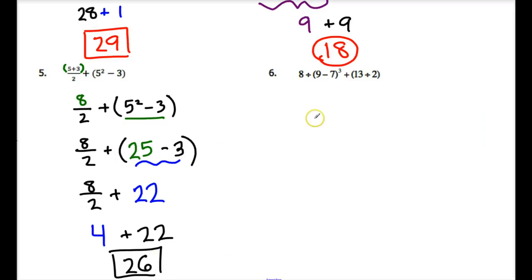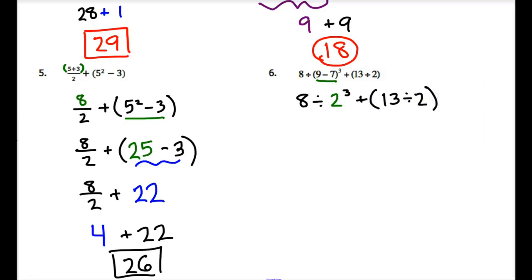Okay, last example, number 6. We have 8 divided by the quantity. Remember, that's how we say it, that parentheses there, 9 minus 7 to the third power, plus the quantity 13 divided by 2. So order of operation says I do what's inside grouping symbols first, so I'm going to simplify what's inside this set of grouping symbols right here, 9 minus 7. So I get 8 divided by 9 minus 7 is 2, so this becomes 2, and it's still got the third power attached to it, this exponent of 3, so I'll write that, plus the quantity 13 divided by 2.